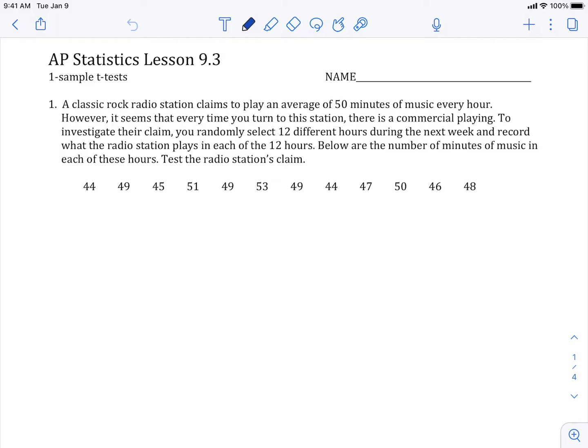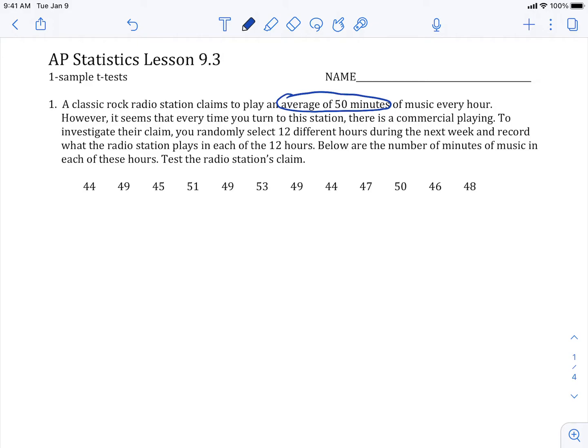So first of all, though, we want to read through the problem. There's a claim that a radio station plays an average of 50 minutes of music per hour. However, you turn on the radio a lot and it seems like there's always commercials playing, so you have a suspicion. Now you'll notice in this problem you don't ever see the word greater than, less than, or different. So you just have to think logically.